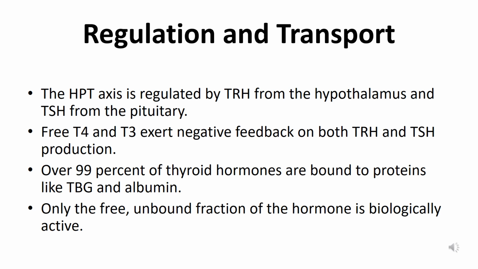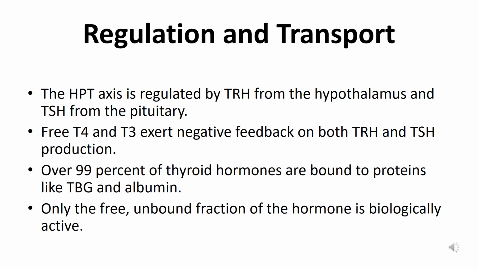Thyrotropin-releasing hormone then travels to the anterior pituitary gland and stimulates the release of thyroid-stimulating hormone, or TSH. Thyroid-stimulating hormone acts directly on the thyroid gland and serves as the main driver of thyroid hormone synthesis and release. When thyroid-stimulating hormone binds to thyroid follicular cells, it stimulates iodide uptake, thyroglobulin production, thyroid peroxidase activity, and the release of T3 and T4 into the bloodstream.